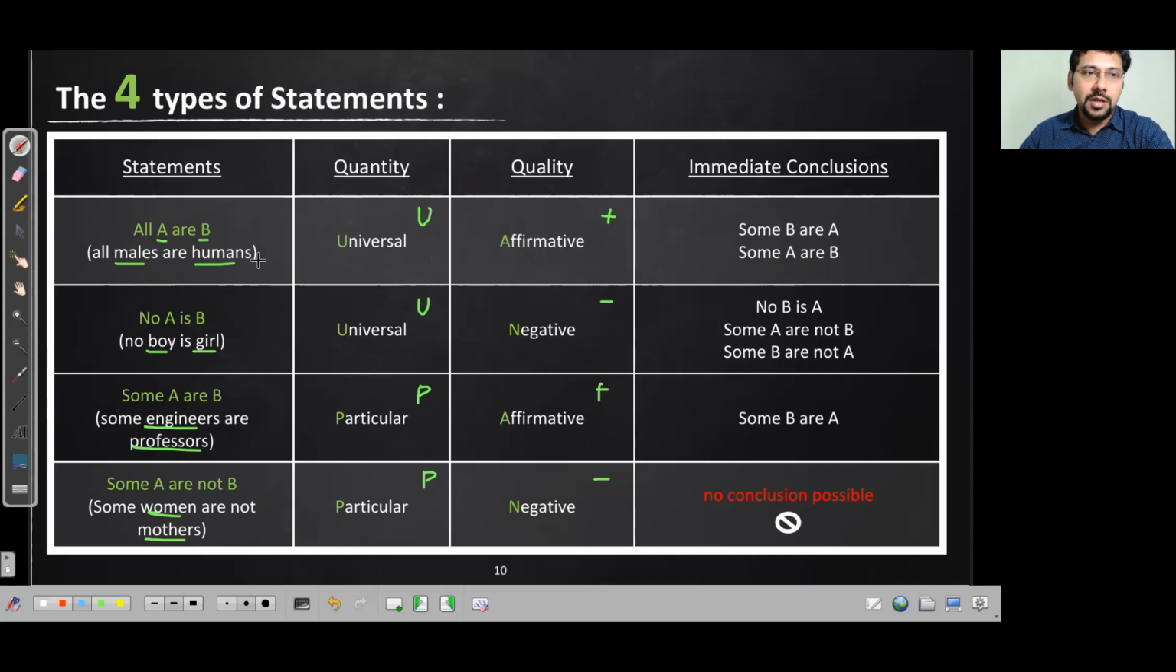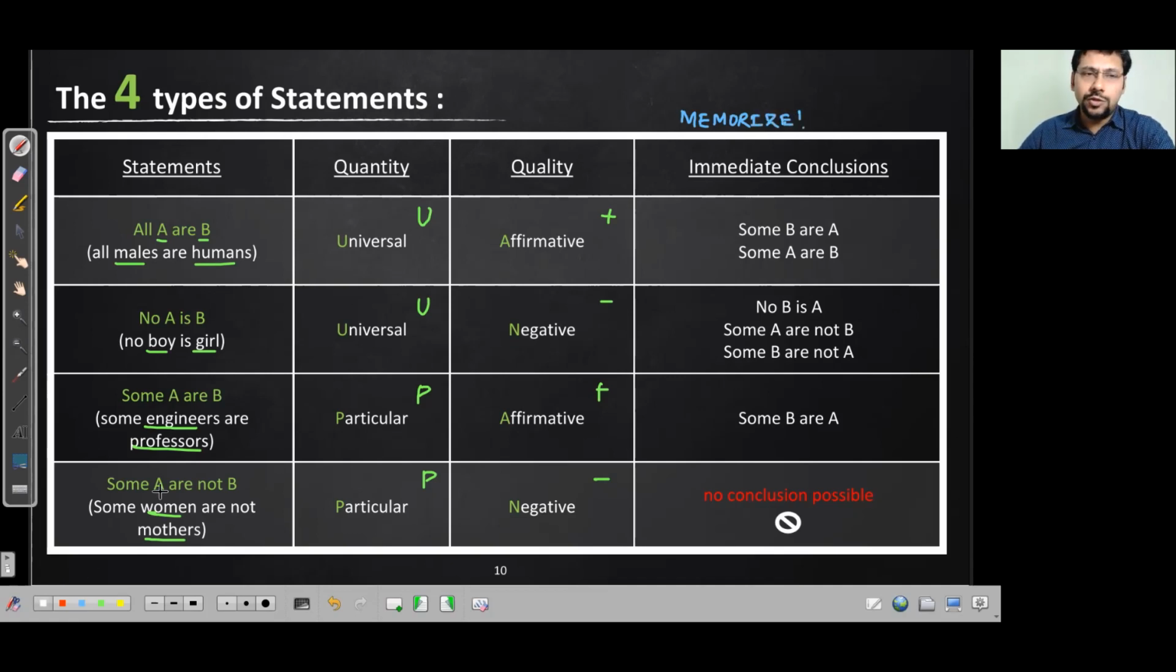So that is not at all applicable. The rule is going to be understood logically, and therefore whatever is applicable to A and B, irrespective of whether it sounds good, is going to be applied to males and humans as well, or to boys and girls, or to professors and engineers for that matter. So let's quickly understand what the immediate conclusions are. And I will again emphasize that if you memorize this, your answers will become very, very quick.